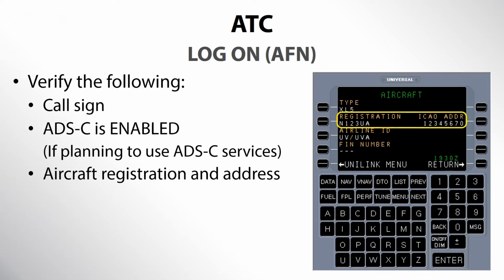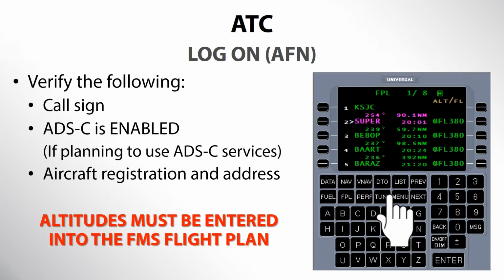To ensure correct operation of ADSC, FMS altitudes must be entered into the FMS flight plan for each waypoint within the area controlled by the current air traffic services unit. If a change in the aircraft altitude is planned, then each affected flight plan waypoint must be updated. Failure to enter these altitudes may result in incomplete ADS-C message issues between the aircraft and the requesting ATSU.